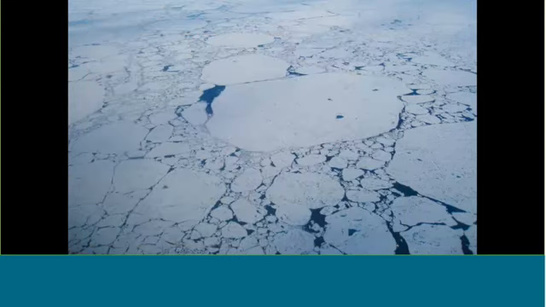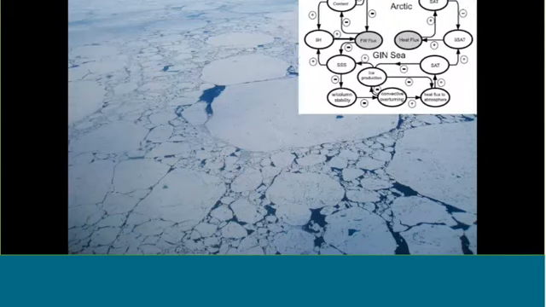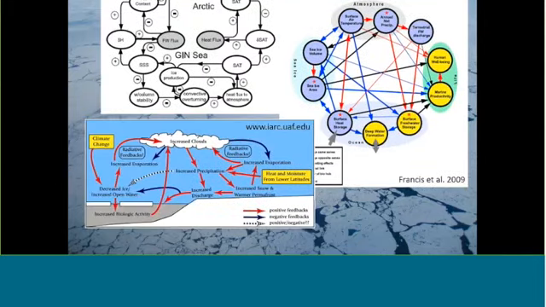So MOSAiC is targeting the sea ice in the Arctic, the mosaic of ice floes that are pictured here, and importantly, the mosaic of processes that are occurring within that sea ice system in the Arctic. Importantly, these are interdisciplinary processes relating the sea ice to the atmosphere, to the ocean, to the ecosystem. So really targeting those interactions.